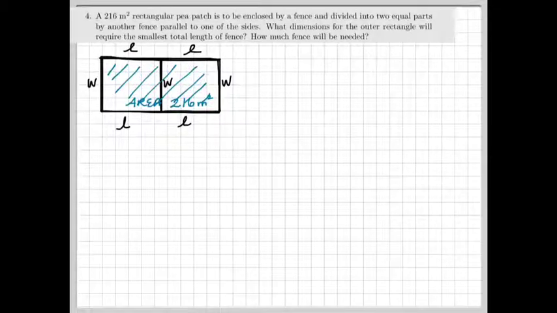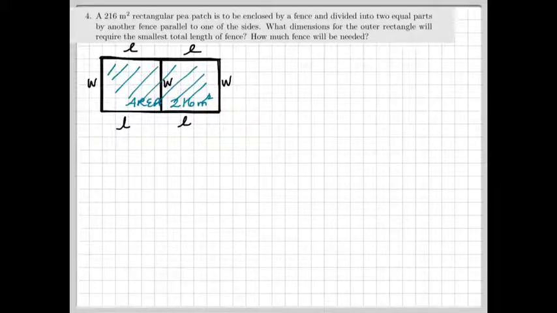A 216 meter squared rectangular pea patch is to be enclosed by a fence and divided into 2 equal parts by another fence parallel to one of the sides. What dimensions for the outer rectangle will require the smallest total length of fence? How much fence will be needed? Let W equal the width of the rectangular region and L be the length of one of the smaller sub-rectangles.